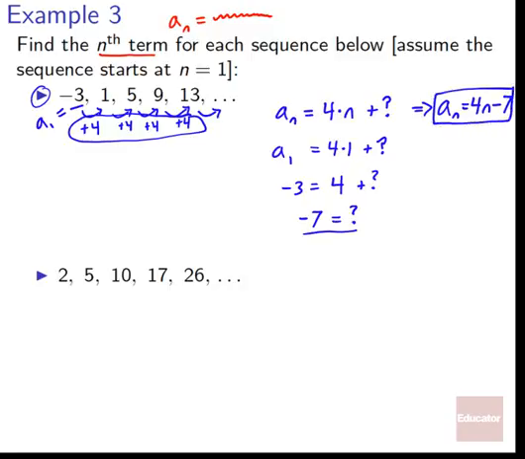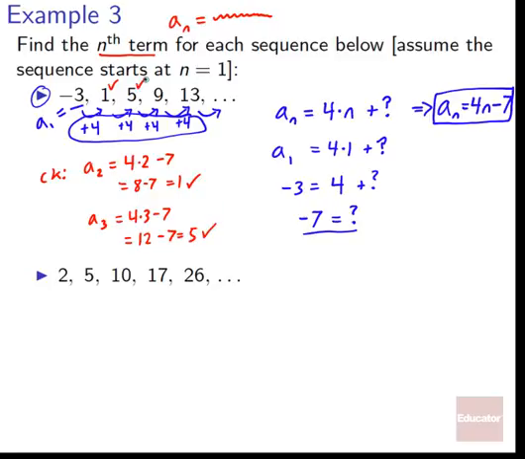Always a good idea to check this sort of thing out, so that probably will wind up working out, but let's make sure. We already checked A1, that's how we figured it out, so let's check and make sure that A2 winds up working out. A2 equals 4 times 2 minus 7, so 8 minus 7, which equals 1, and that checks out. Next up, A3 equals 4 times 3 minus 7 equals 12 minus 7 equals 5, and that checks out.